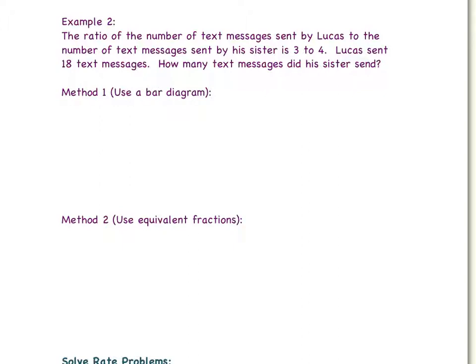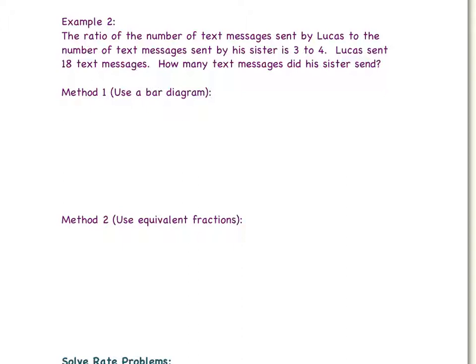Okay, let's go ahead and try example 2. The ratio of the number of text messages sent by Lucas to the number of text messages sent by his sister is 3 to 4. Lucas sent 18 text messages. How many text messages did his sister send? So we're going to, again, try using a bar diagram to help us solve this problem first.